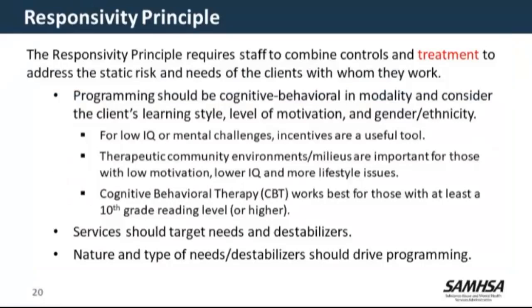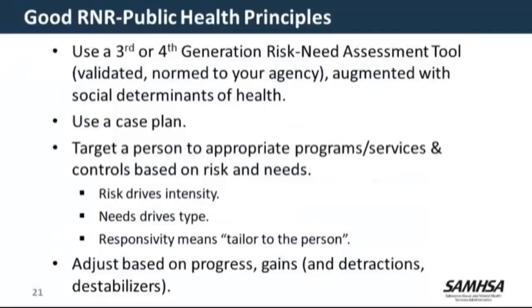Problem-solving courts are, of course, ideal for this because the court has the ability to do both treatment as well as provide controls. What's most important, though, is to keep in mind the type of treatment services that should be used to augment what happens in the problem-solving court and to be sensitive to using treatment services that are better suited for individuals. So some good RNR public health principles to consider are the use of a standardized risk needs instrument. We refer to this as the third generation.